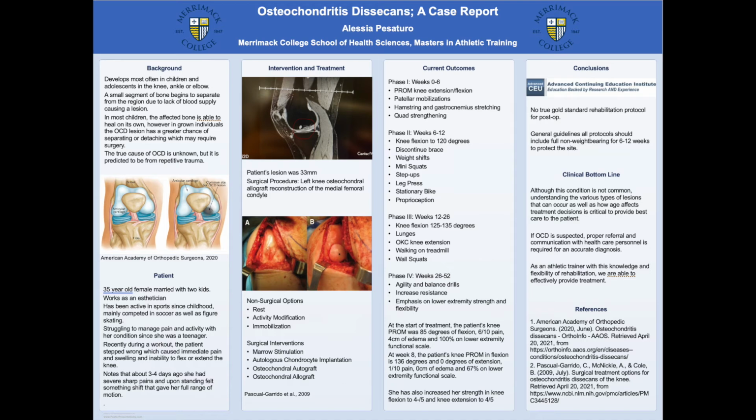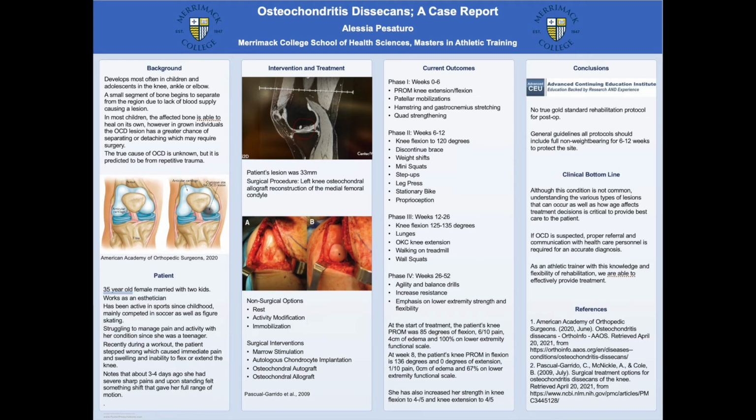To move on to phase 2, weeks 6 through 12, we implemented weight shifts, mini squats, step ups, some more weight bearing exercises, and knee flexion should be around 120 degrees at this point in time. We also were able to discontinue the brace, and she was at 75% weight bearing with crutches at 6 to 7 weeks. At 8 to 10 weeks, she moved to full weight bearing.